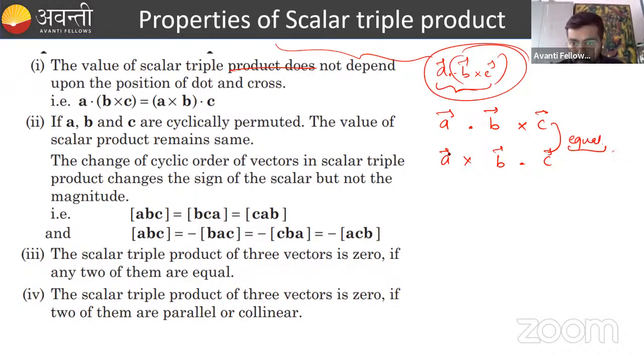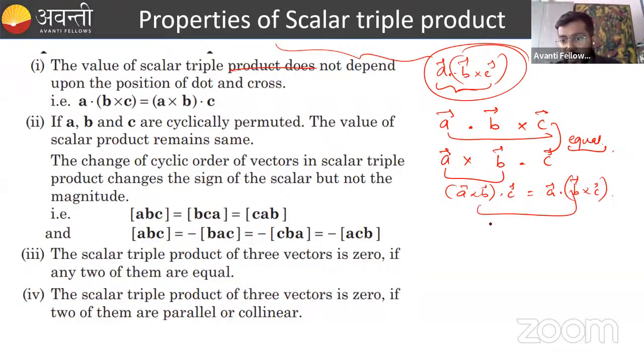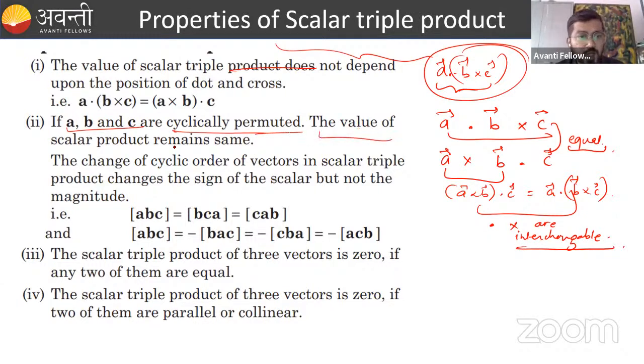So hence the statement, right? This can be written as A bar cross B bar dot C bar, and that will be equal to A bar dot B bar cross C bar. So dot and cross are interchangeable. Now, if A, B, C are cyclically permuted, the value of the scalar triple product remains the same.